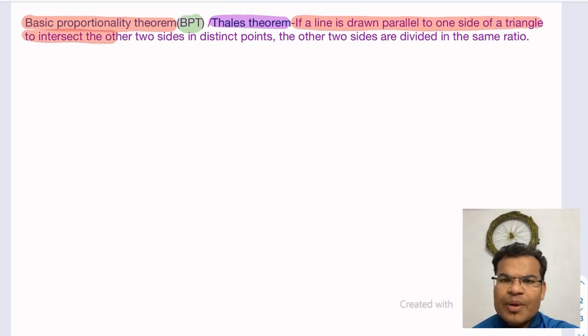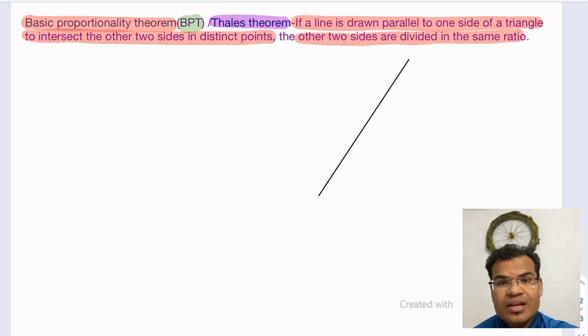If a line drawn parallel to one side of a triangle intersects the other two sides at two distinct points, then the two sides are divided in the same ratio, right? So two sides are divided in the same ratio in a triangle. So basically we have one triangle ABC. We can suppose a triangle.